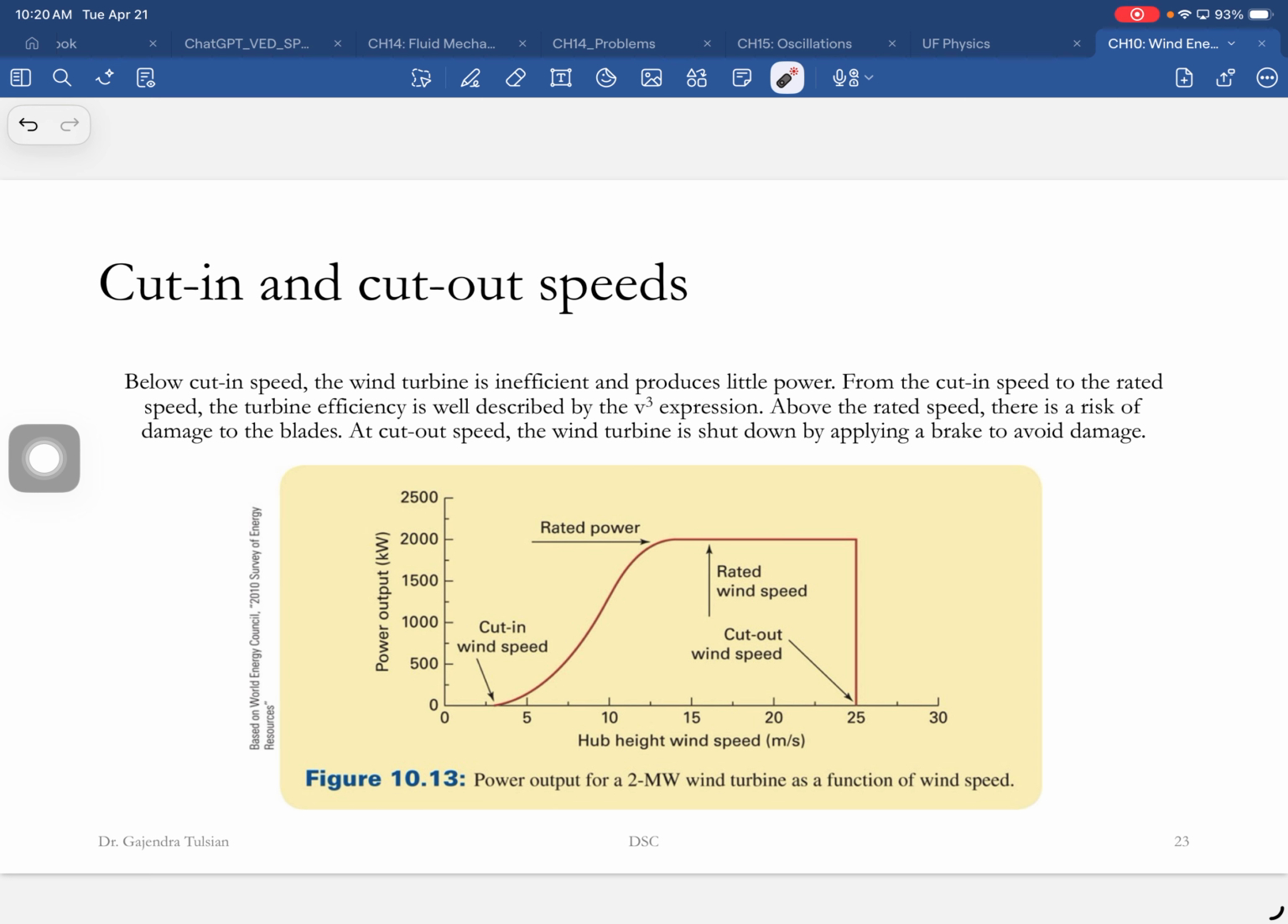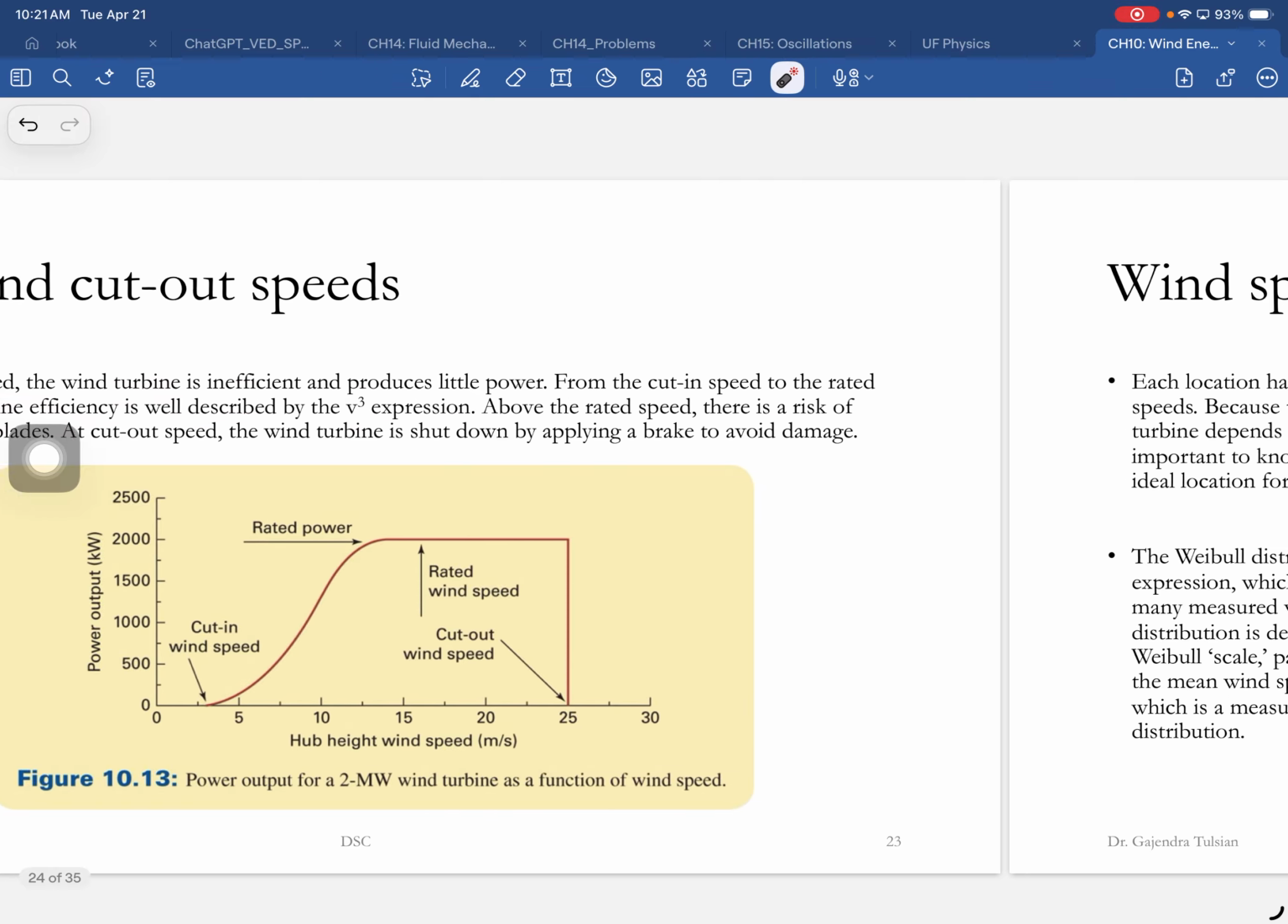If the winds are blowing too hard, then you just apply the brakes. Below cut-in speed, the wind turbine is inefficient and produces little power. From the cut-in speed to the top rated speed, the turbine efficiency is well described by the V-cube expression. Above the rated speed, there's a risk of damage to the blades, and so you shut it down.